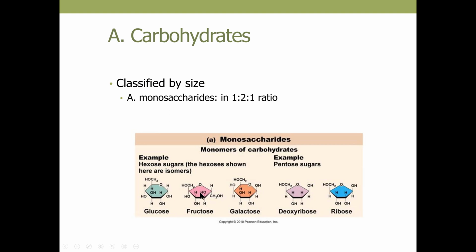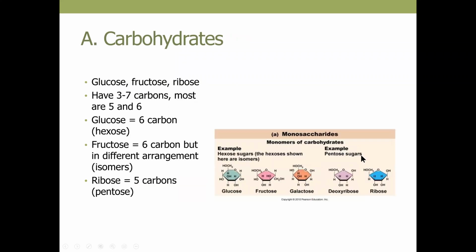There again, you don't need to know the structure. You will not have to draw the structure. You will not have to recognize that as glucose by sight, okay? Glucose, fructose, ribose. Monosaccharides have from 3 to 7 carbons. However, the ones that we deal with have 5 and 6 carbons. 6 carbons are called a hexose, and 5 carbons are called a pentose, okay? Glucose and fructose are 6 carbons, but in different arrangement. Ribose and deoxyribose are 5 carbons. So the ones we deal with most are the 6 carbons and 5 carbons.